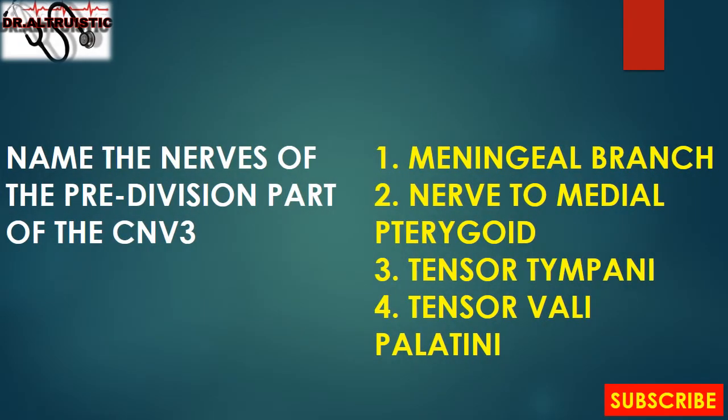Name the nerves of the pre-division part of the CNV3. 1. Meningeal branch. 2. Nerve to medial pterygoid. 3. Tensor tympani. 4. Tensor veli palatini.